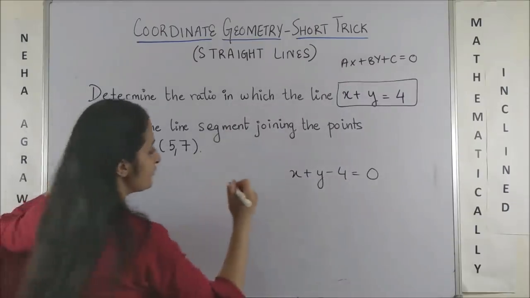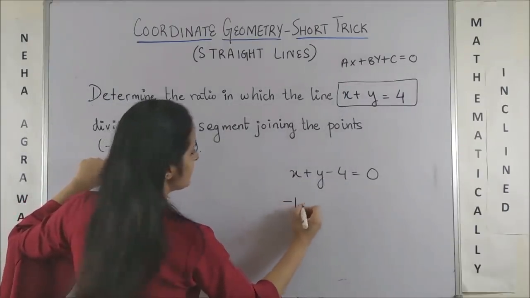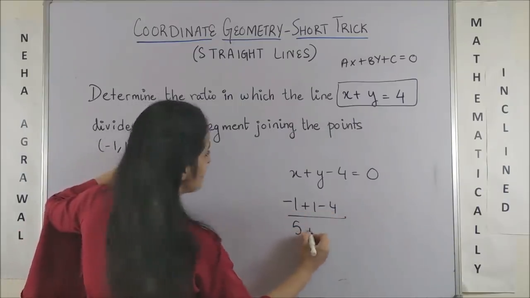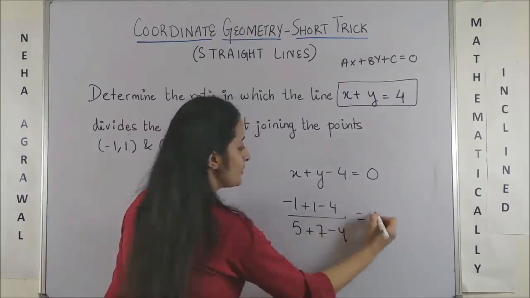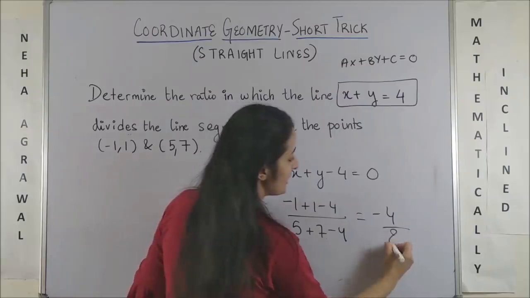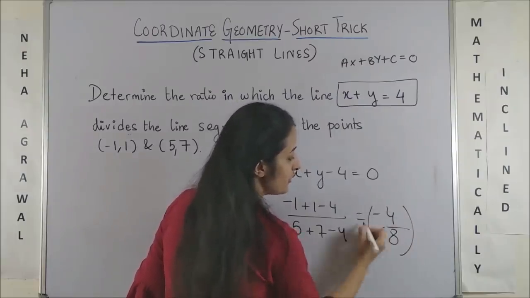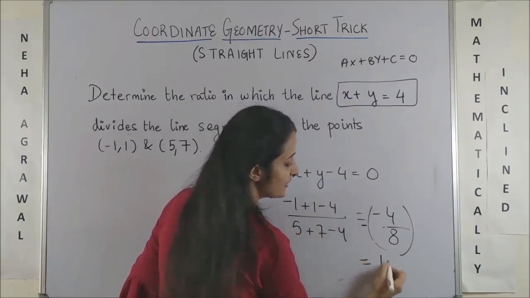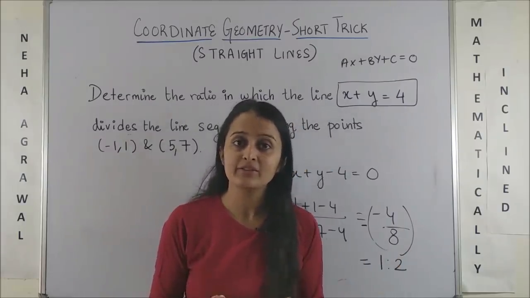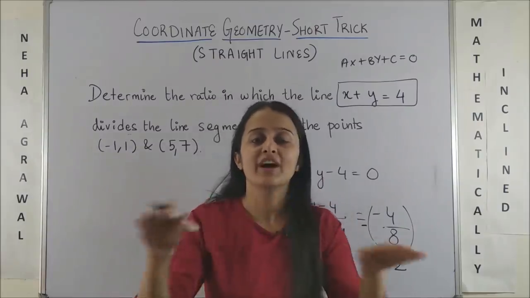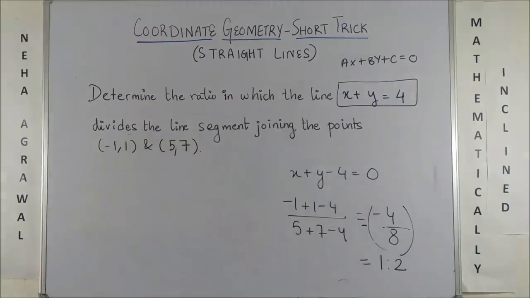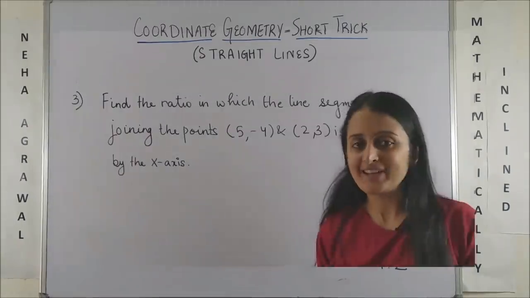Now plugging in the first point, this becomes minus 1 plus 1 minus 4 upon next one 5 plus 7 minus 4. So you get minus 4 upon this would be 12 minus 4, 8. And you know you always need to take a negative sign, so the answer is half. Yes, 1:2 is the ratio in which the given line divides the line segment joining the given 2 points. Super quick. Have a look at another question.